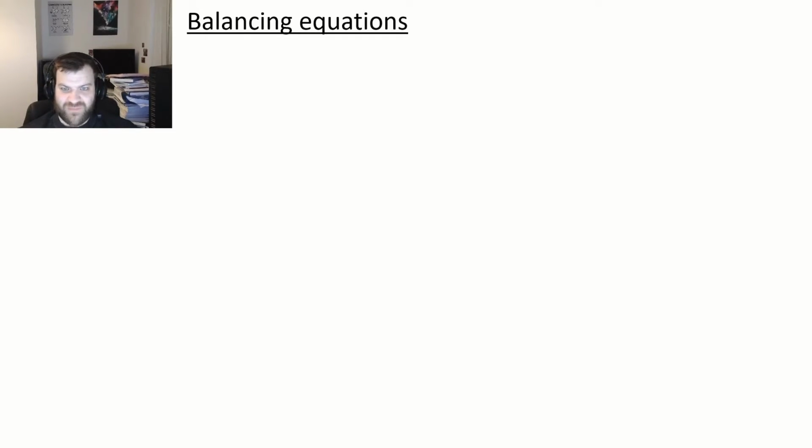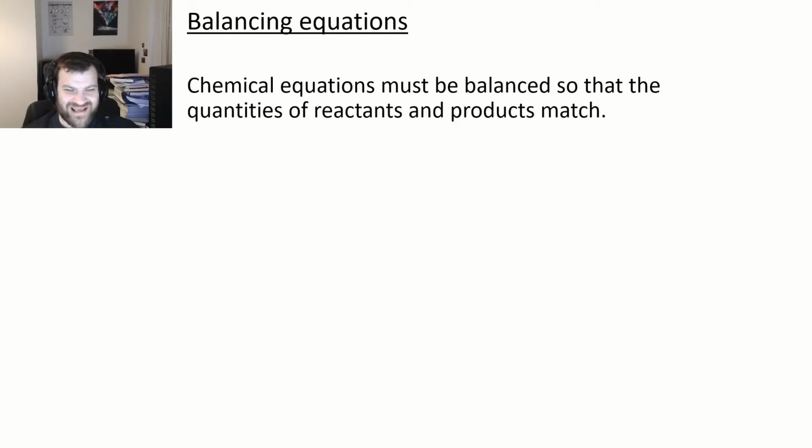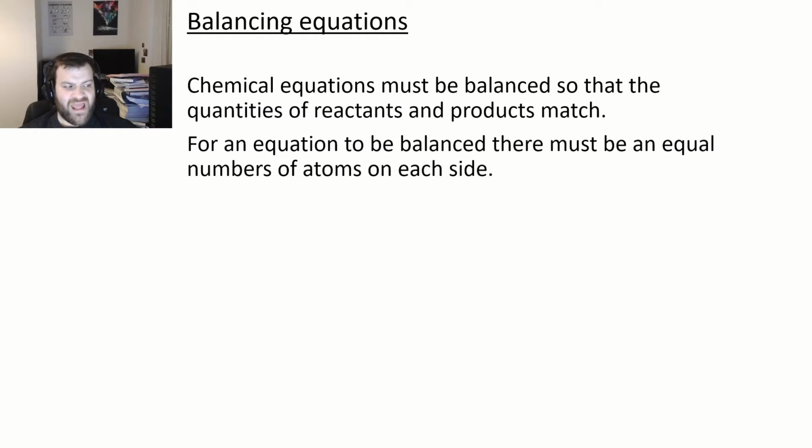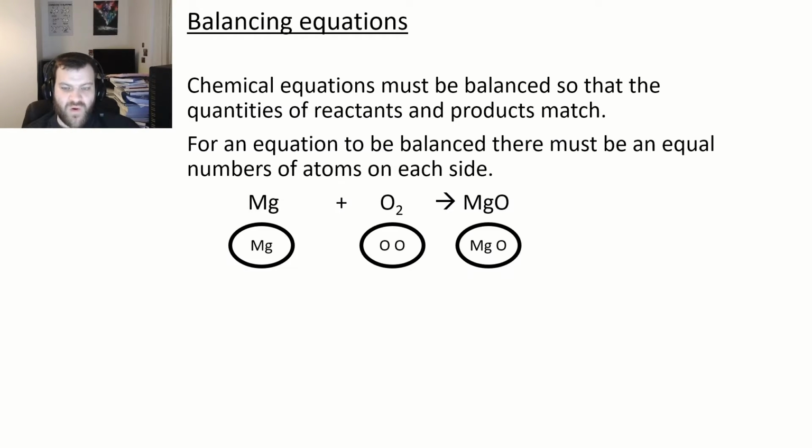Next thing we'll look at is balancing chemical equations, and this allows us to have equal quantities of reactants and products, and there must be an equal number of each atom on each side. Take an example of magnesium burning in oxygen to make magnesium oxide. When we look at what we've got at the start, we have 1 magnesium on both sides, but we've got 2 oxygens on the left, but only 1 on the right.